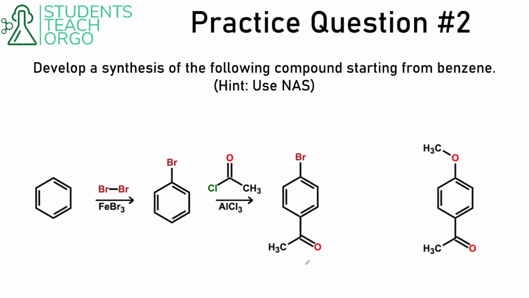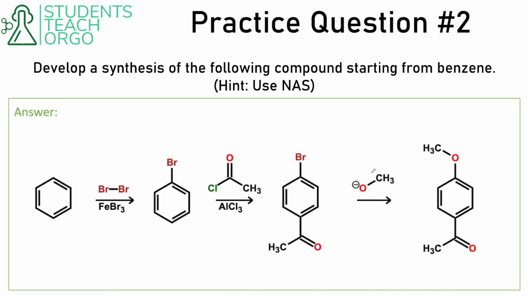Now, the last step is going to be the nucleophilic aromatic substitution step, where we use methoxide as our nucleophile. Methoxide is going to attack that carbon right there, and the whole point of putting on this group down here is that this is an electron withdrawing group.